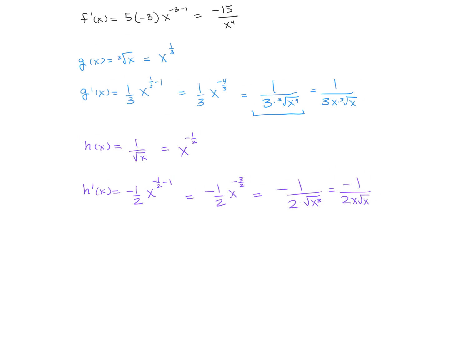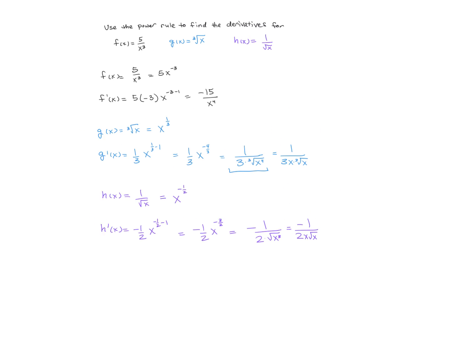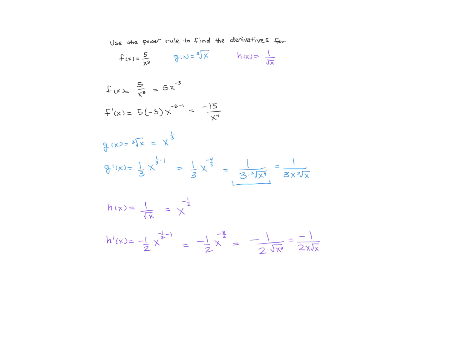So we found our three derivatives using the power rule, and again, cannot stress enough the importance of being consistent with notation. If it starts off as a rational expression, it needs to end as a rational expression. If it starts off as a radical, it needs to end as a radical. And if it starts off with fraction notation and radical notation, it needs to remain that way for a final answer.